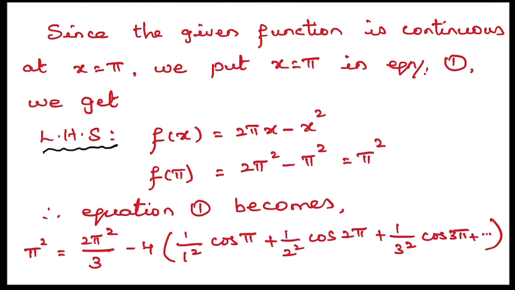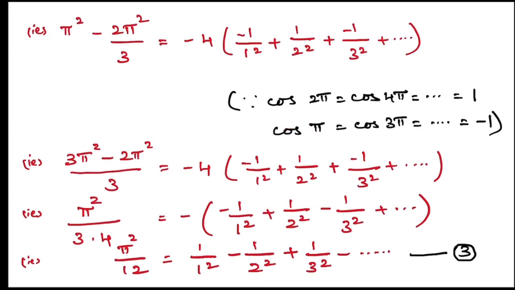Again put x is equal to pi in equation number 1. We have our f of x is equal to pi square. That is pi square is equal to 2 pi square by 3 minus 4 into 1 by 1 square into cos pi plus 1 by 2 square into cos 2 pi plus 1 by 3 square into cos 3 pi plus etc. Taking 2 pi square by 3 and 4 on left hand side and substituting the values of cos pi, cos 2 pi, cos 3 pi etc., in which the values are minus 1, plus 1, minus 1 etc., and simplifying we get pi square by 12 is equal to 1 by 1 square minus 1 by 2 square plus 1 by 3 square minus etc. Keep this as equation number 3.